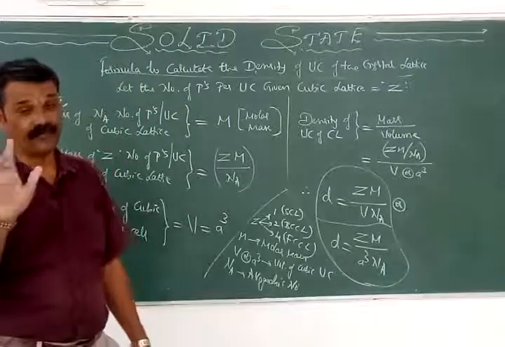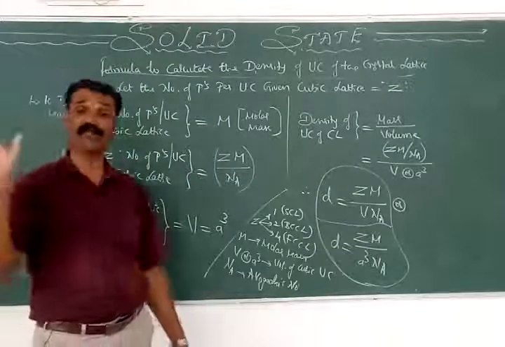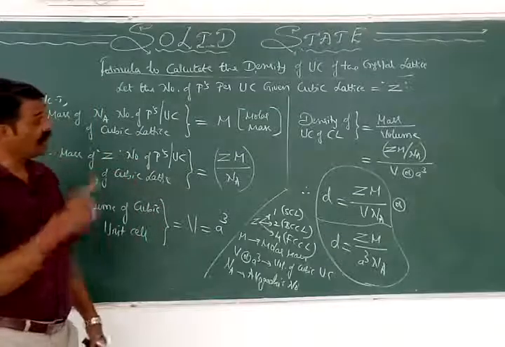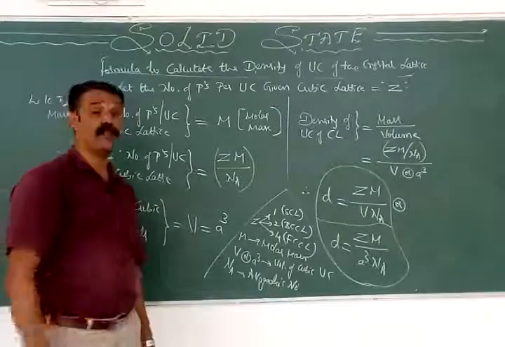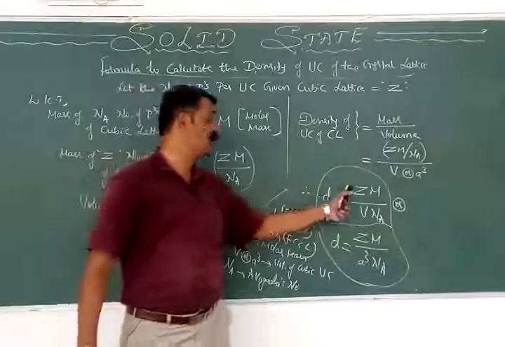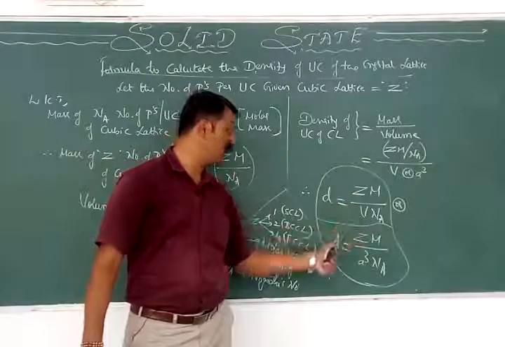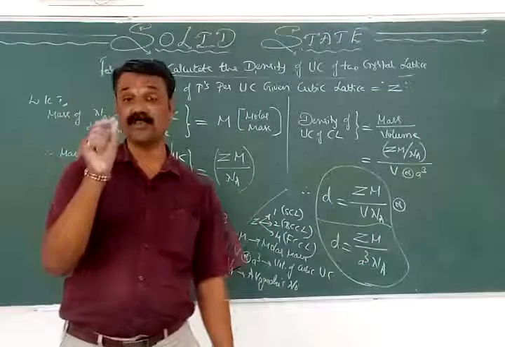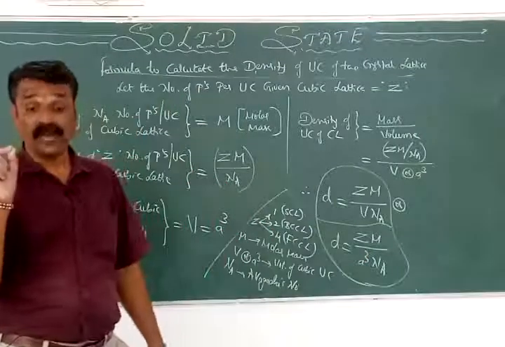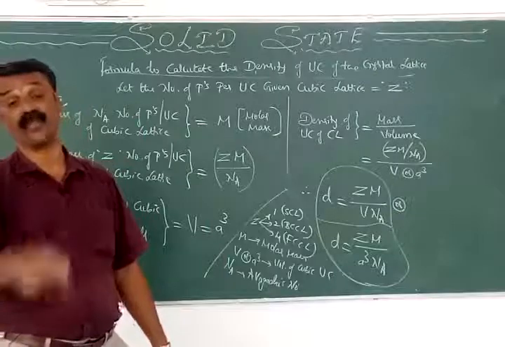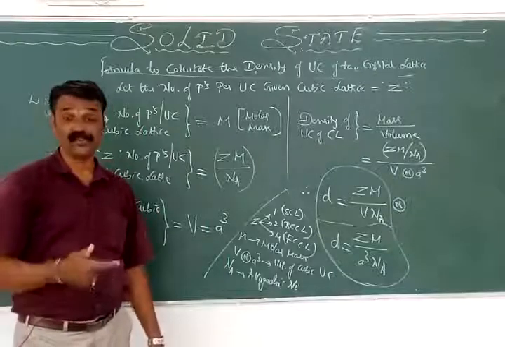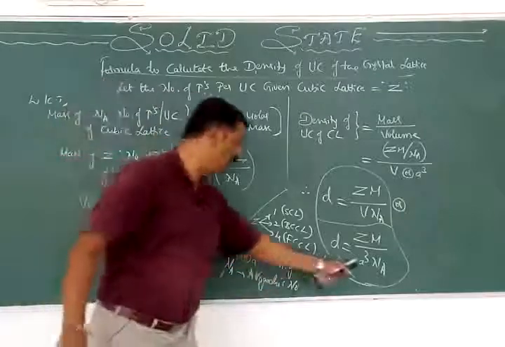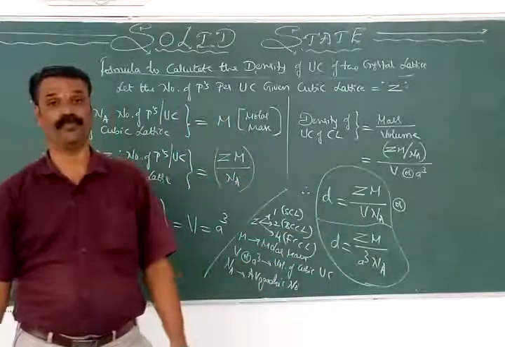Okay? As far as the board exam is concerned, we don't need the derivation of density; directly we need the formula. Either I can choose D is equal to ZM by V into NA, or D is also equal to ZM divided by A cube into NA. If V is the case, it is the volume. If A cube is the case, A refers to the edge length. As it is a cube, length is equal to breadth is equal to height, therefore it is A into A into A, that is A cube.